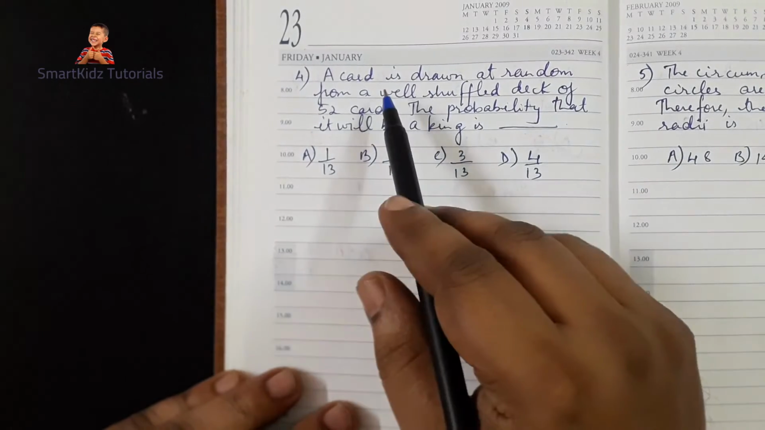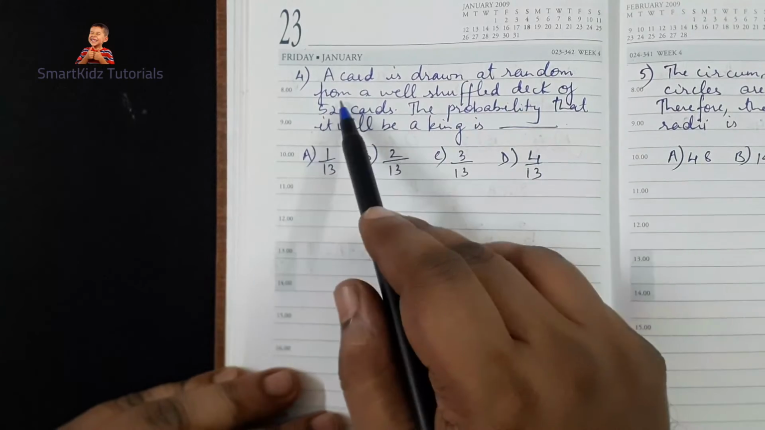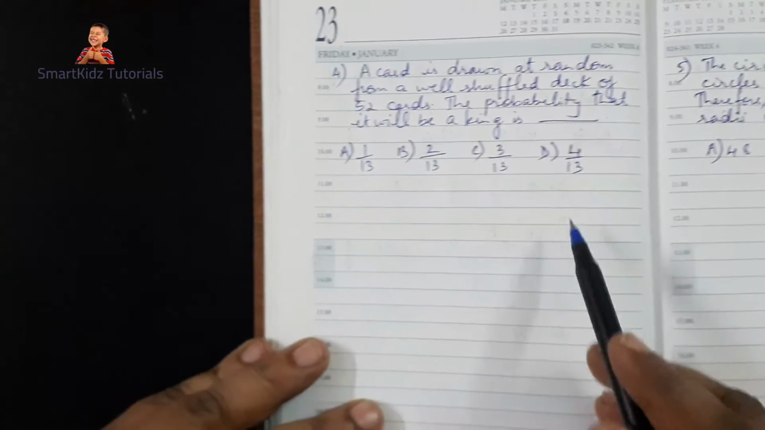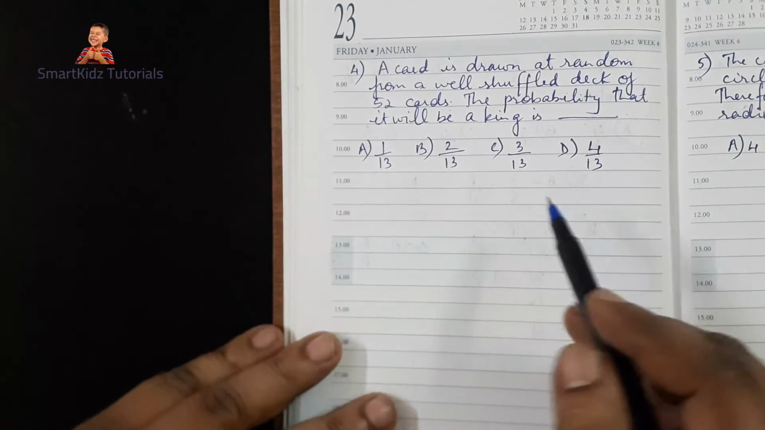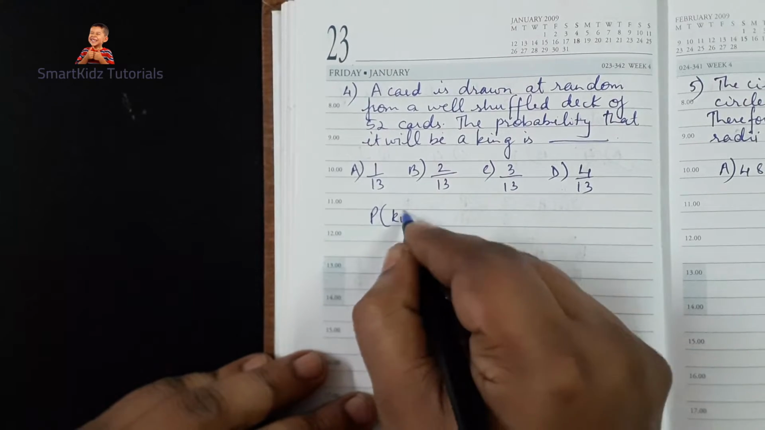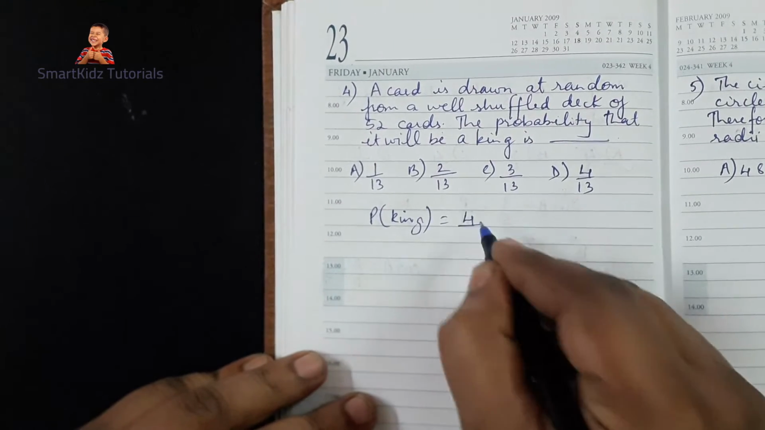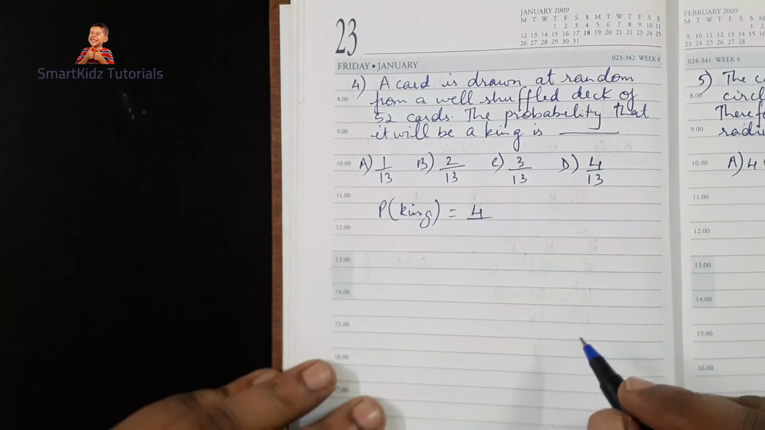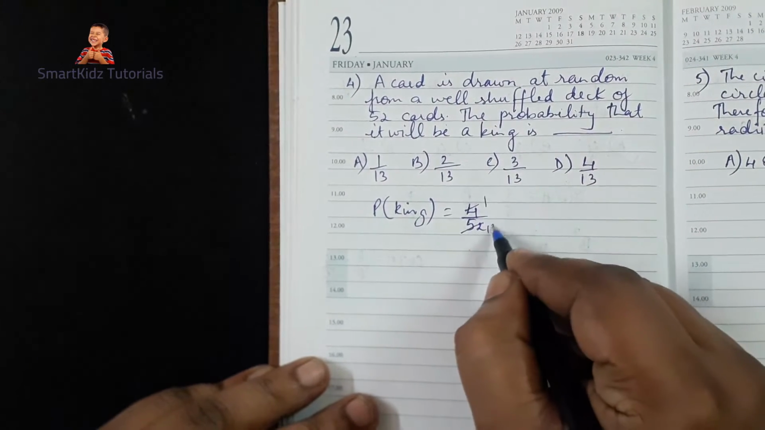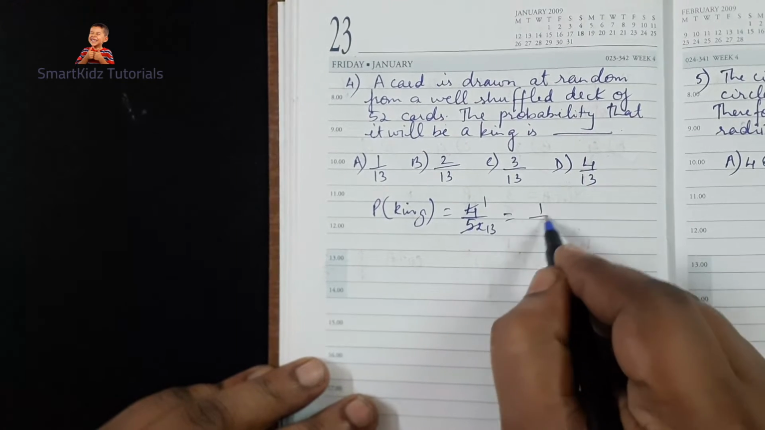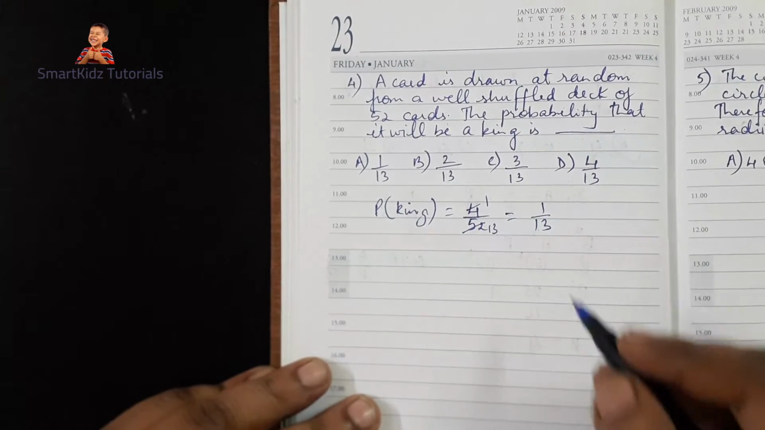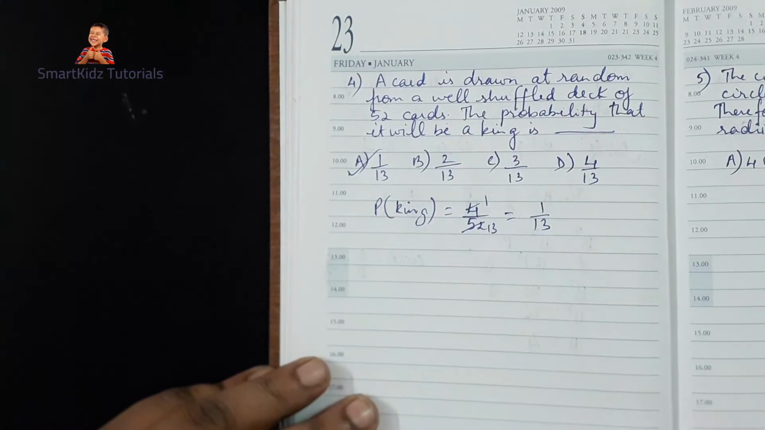Next question. A card is drawn at random from a well shuffled deck of 52 cards. The probability that it will be a king is dash. Choices are given here. We are asked to find the probability of a king. We know there are 4 kings in a pack of 52 cards. 4 upon 52. So 4 1s are 4, 4 13s are 52. We get 1 upon 13 as our answer, and that would be A once again.